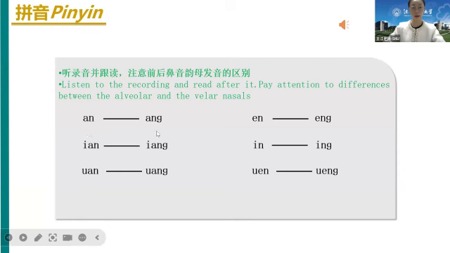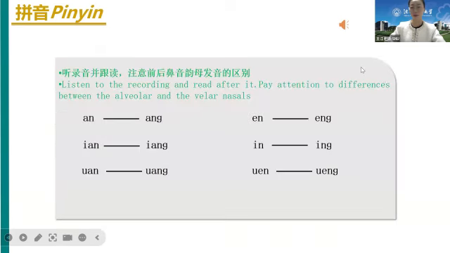安 An, 昂 yen, 烟 yang, 央 yang, 弯 wan, 汪 wang, 恩 en, 嗯 eng, 音 yin, 英 yang, 温 wen, 翁 wang. Okay.